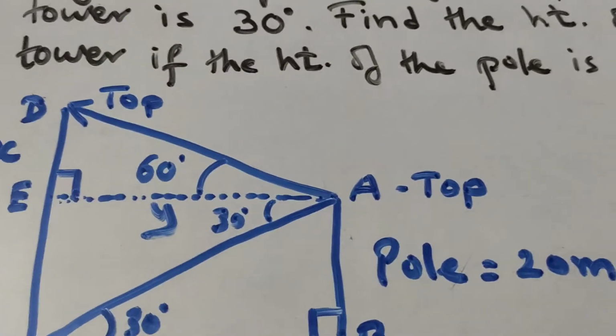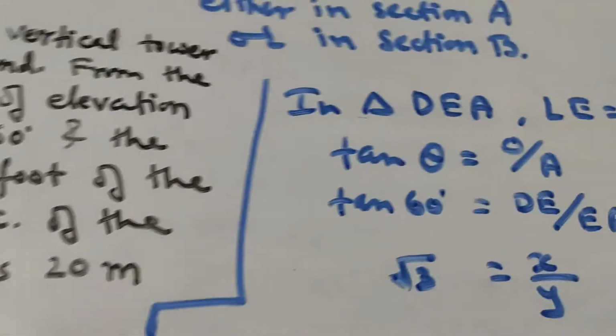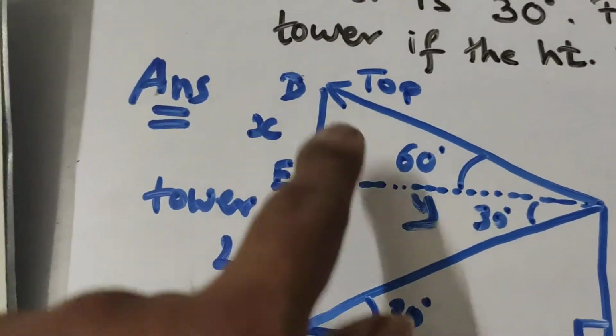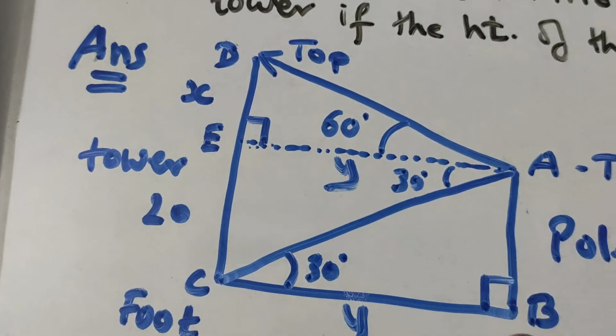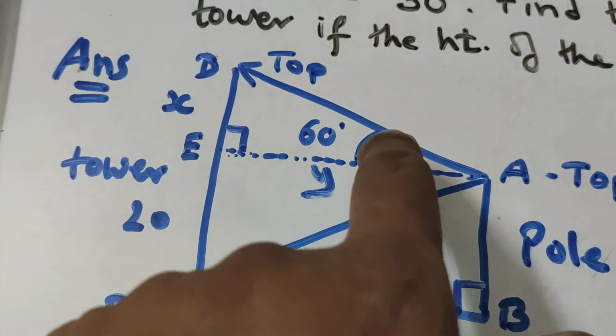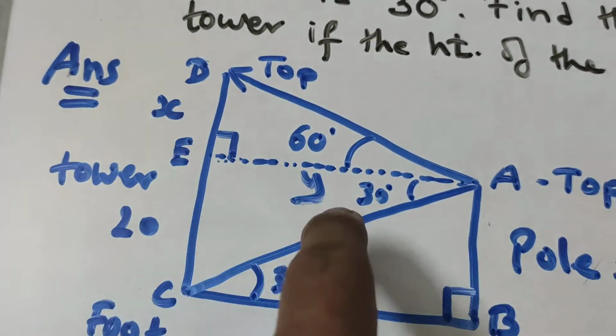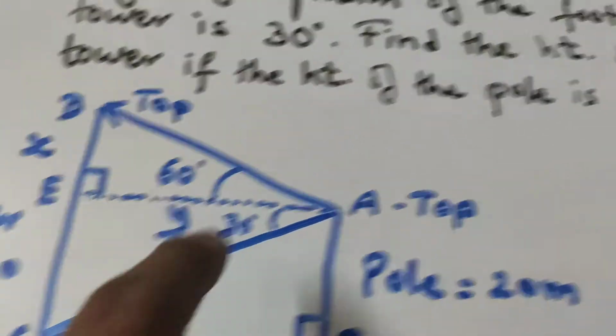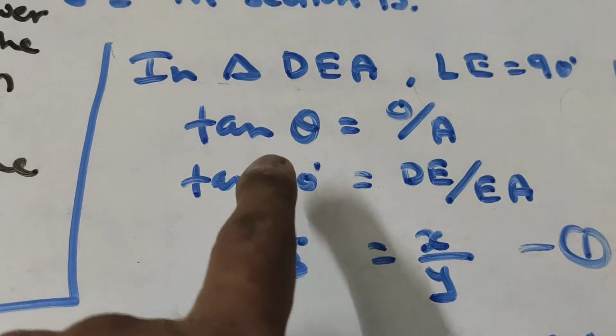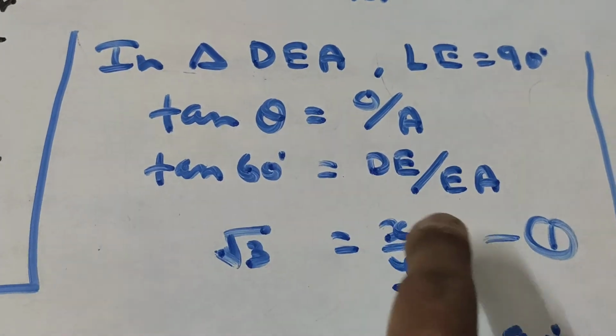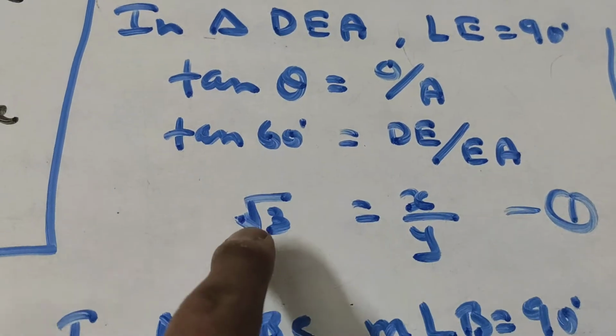So here we get two triangles, triangle DEA and ABC. So we'll take tan 60. Tan 60 is equal to what? Opposite upon adjacent. So x upon y. So here we get tan 60 is equal to DE upon EA is equal to x upon y. But tan 60 is root 3.